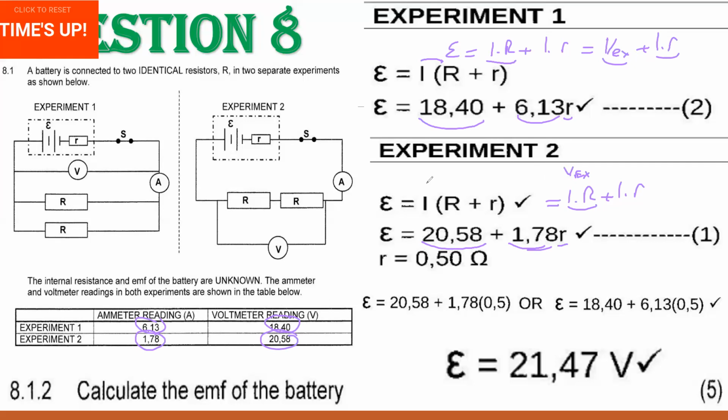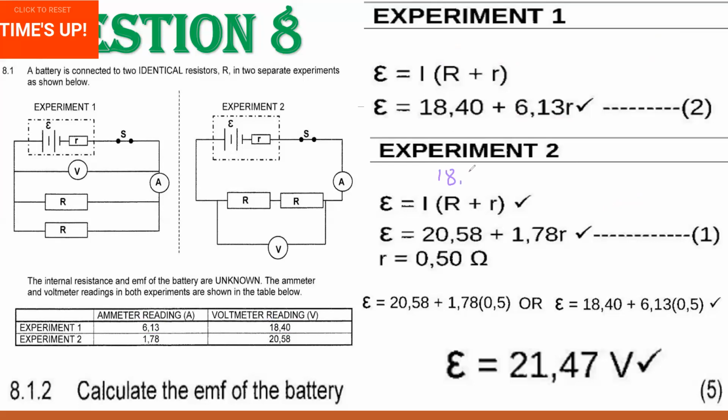Okay, let's write, because both of them equal the EMF. So you can write 18.40 plus 613 R equals 20 plus 58 plus 178 R. From now, R goes to the other side, and you can calculate the internal resistance. That's it. Then when you get the internal resistance, you can use this one or this one, it's fine.